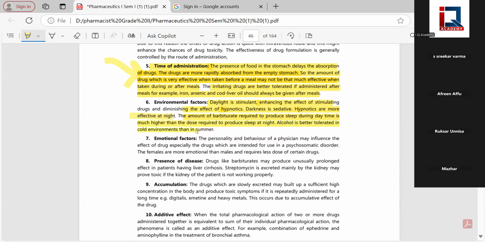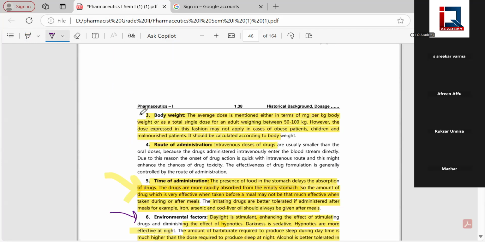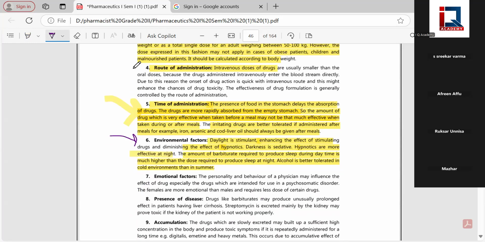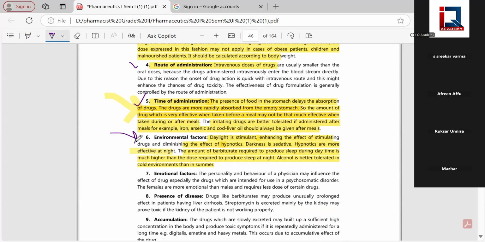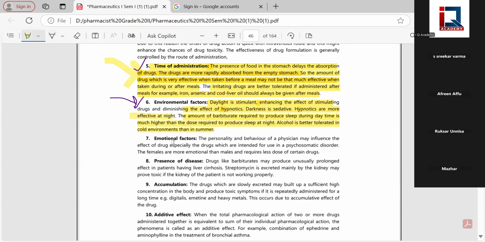And alcohol is better tolerated in a cold environment than in the summer. So these environmental conditions also play a vital role. You should keep this factor in mind. So age is a factor, gender is a factor, body weight is a factor, route of administration is a factor, time is a factor, environmental conditions are a factor. Then we have other factors, like the emotional factor, which also plays a role in planning the dose of the drug. How can an emotion affect the dose and the strength of the drug?